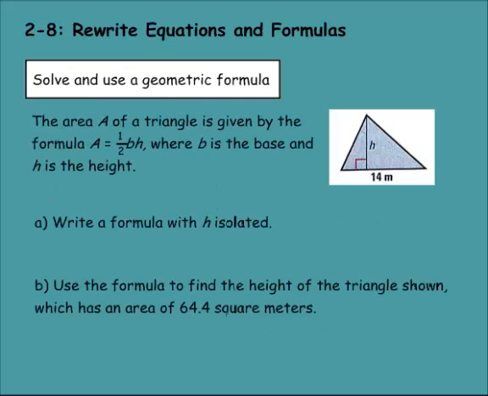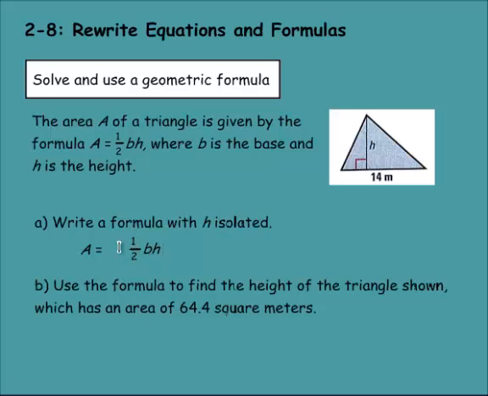So we can also do this for geometric figures as well, just like this triangle formula. The area A of a triangle is given by this formula. Area equals 1/2 of the base times the height, where B is the base and H is the height. So let's write a formula for the H now isolated. So the H is right here. How do we isolate that H? Well, let's do this formula then. So I rewrote this formula down here. Area equals 1/2 base times height. So let's solve it for H now isolated.